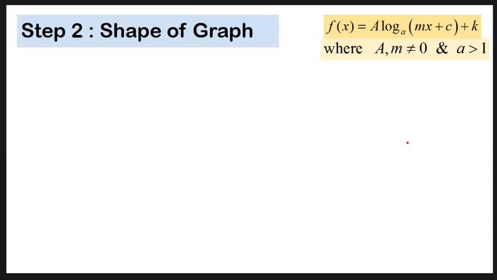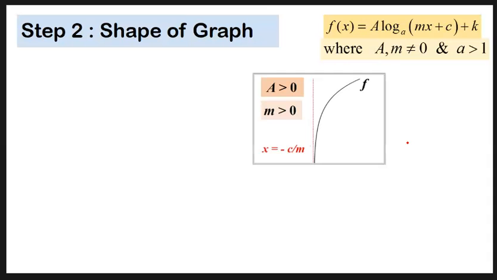For the shape of the graph, we have 4 forms of shapes, and we will begin with the first shape as the foundation. This is the first shape here. The red dotted line corresponds to the vertical asymptote. A greater than 0 corresponds to the case of positive log, with the base a greater than 1, and then m greater than 0, which corresponds to a positive coefficient on x. Then this is the shape of the graph that I have.